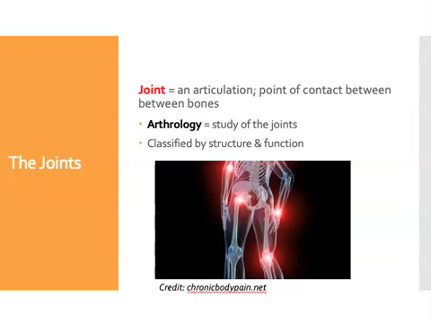When we use the word joint, what we're saying is there is an articulation or a point of contact between bones. And sometimes it's two bones and sometimes it's more than two bones. Now, the study of the joints is a branch of its own in anatomy and physiology. It's referred to as arthrology. Joints can be classified both by their anatomical structure and by the way they function, by the way they move.